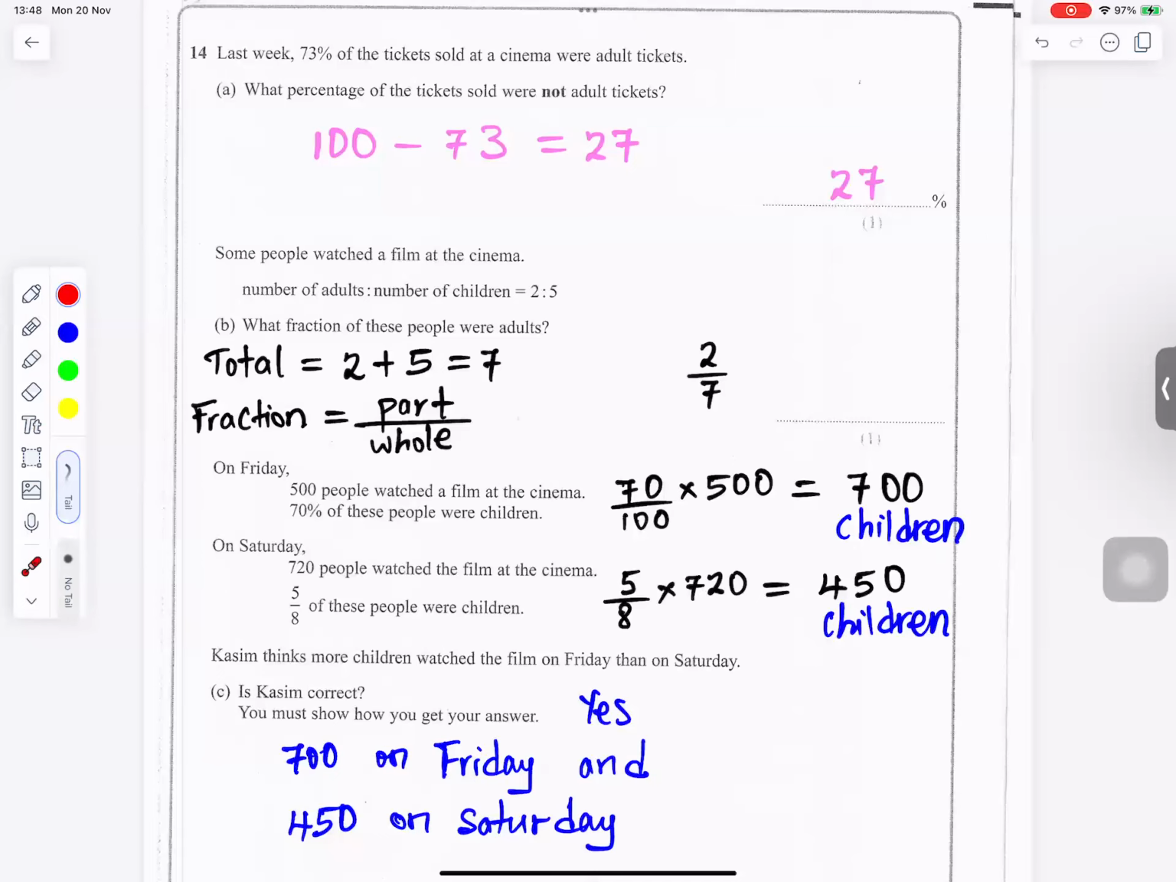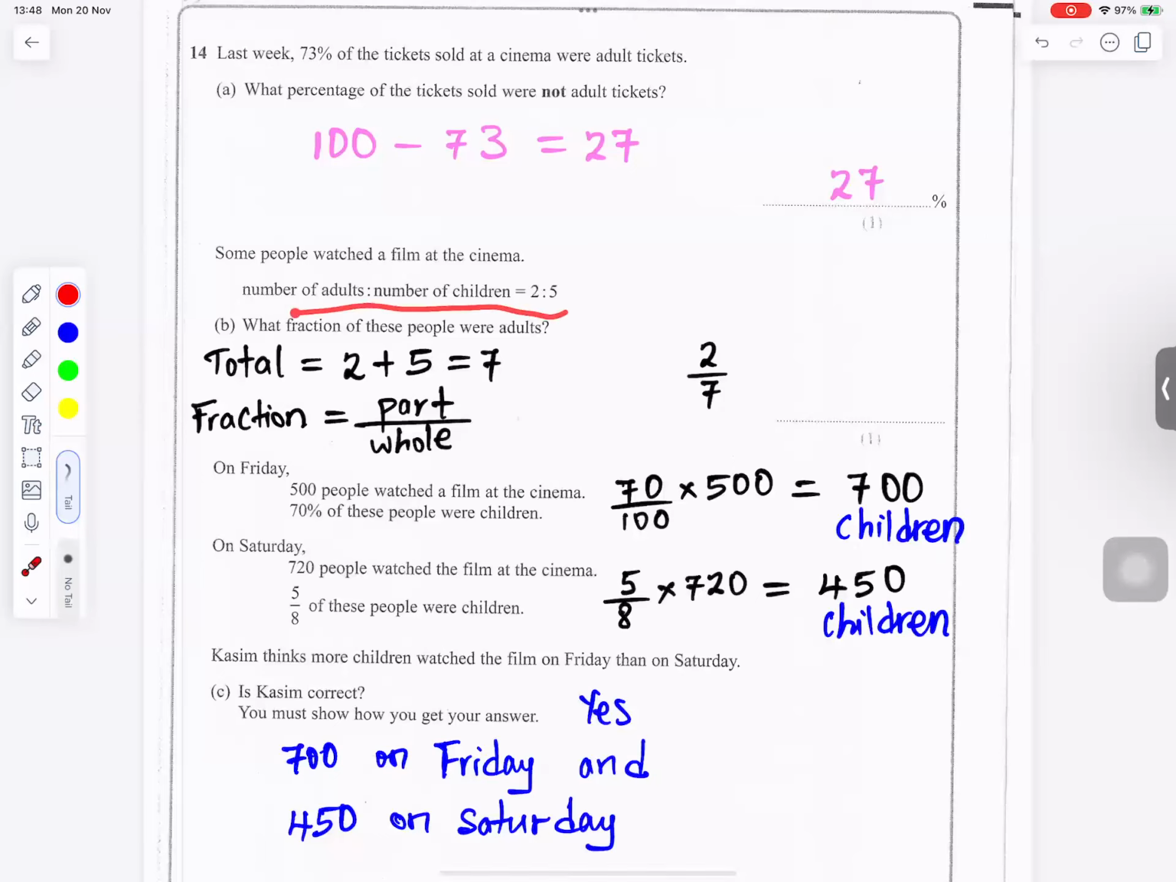Question 14. Last week, 73% of the tickets sold at the cinema were adult tickets. What percentage sold were not? So you subtract from 100, because everything adds up to 100%. So 100 minus the adult tickets is 27%.